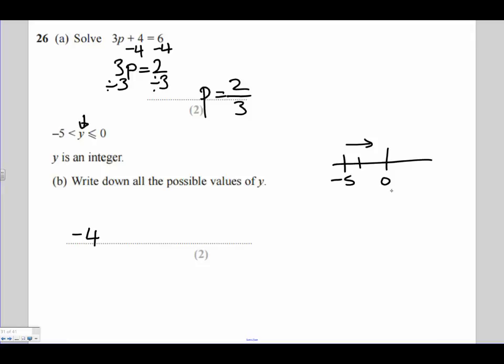On the right-hand side, it says it can be 0. So our value for y goes all the way up to here. So minus 4, minus 3, minus 2, minus 1. And then the last thing we have to ask ourselves is, can y be 0? Well, because of this equal sign, then yes, it can. So 0 is the final value. So all the possible values for y are minus 4, minus 3, minus 2, minus 1, and 0.